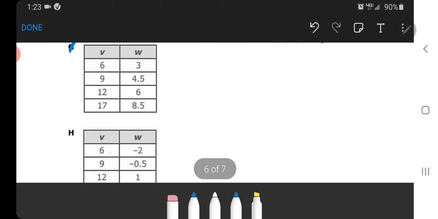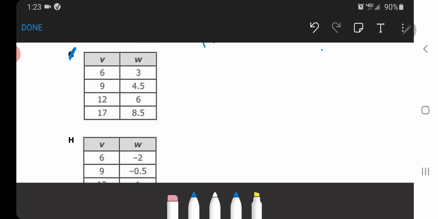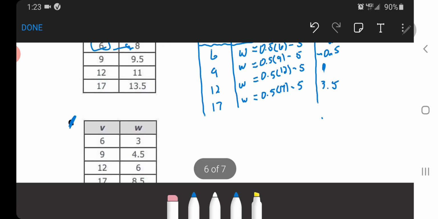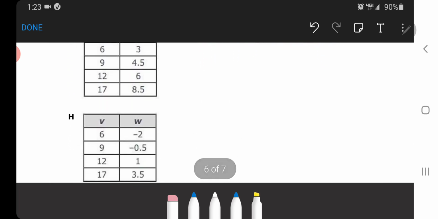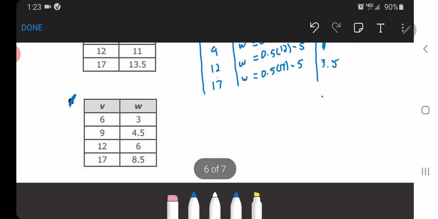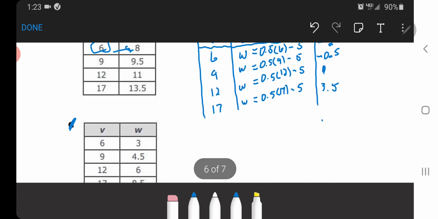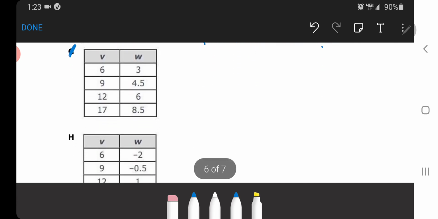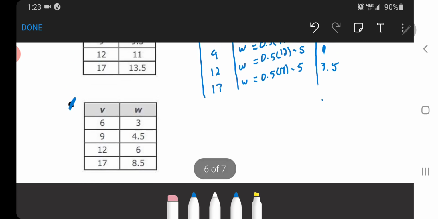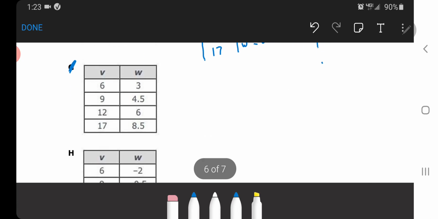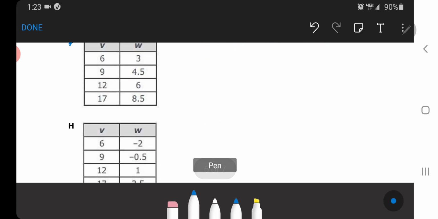Okay, H shows 6 and negative 2. Okay, that does match up with what we had. 9 and negative 0.5. That does match up. 12 and 1 matches up. And lastly, 17 and 3.5. Well, matches up perfectly. So H is the correct answer choice.